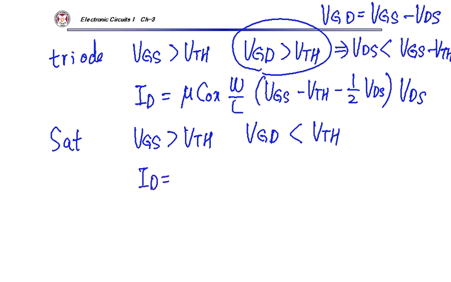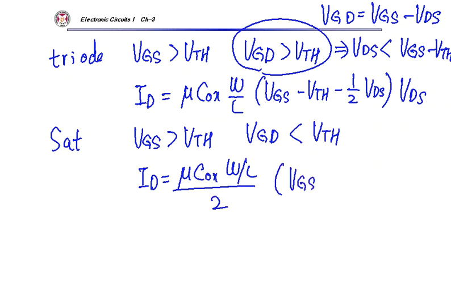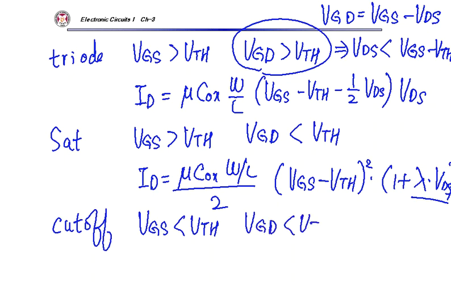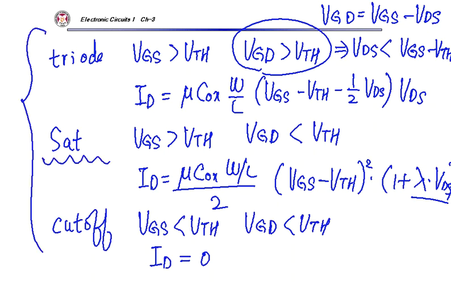This ID has some sort of Early effect. We call this channel length modulation. We'll use those. For an amplifier, we will operate the MOSFET in the saturation region. Okay.